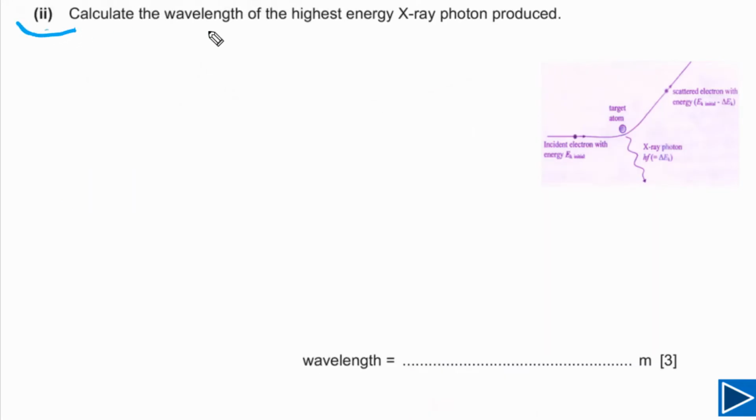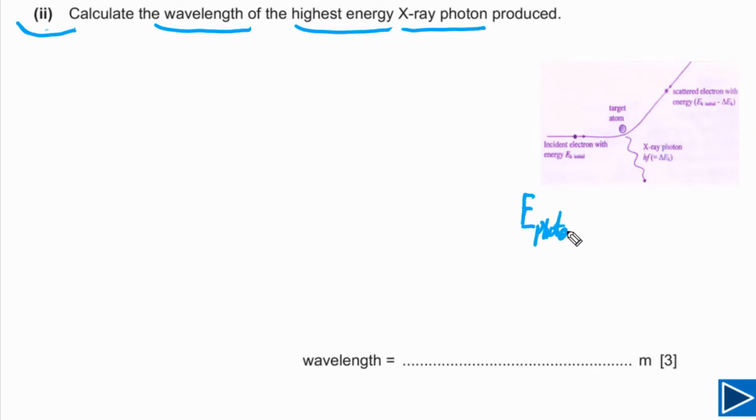For the second part, we need to calculate the wavelength of the highest energy X-ray photon produced. In the last part, we have already discussed that X-ray photons are produced with different amounts of energy, and the energy of an X-ray photon depends on the amount of deceleration of electrons. In X-ray production, electrons are decelerated by different amounts. They have a range of decelerations, and X-ray photons have a range of energies. So let's try to understand the energy of a single photon again.